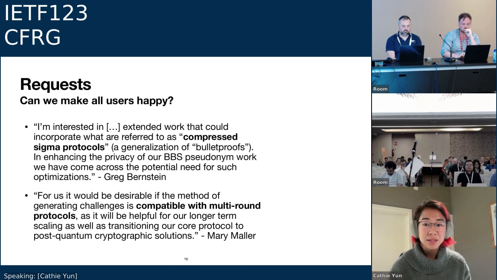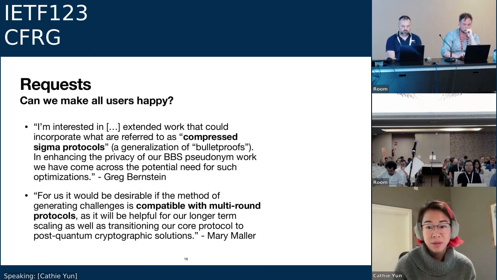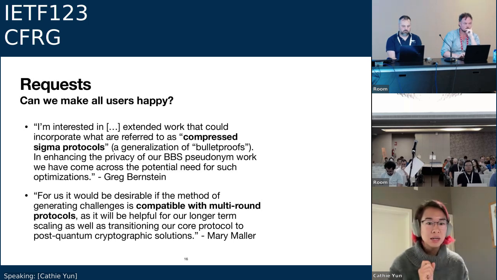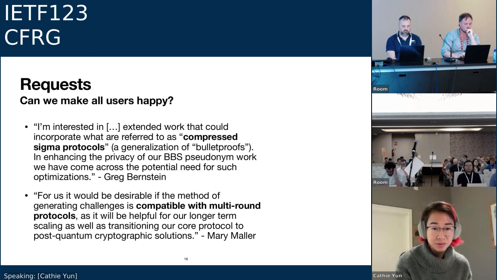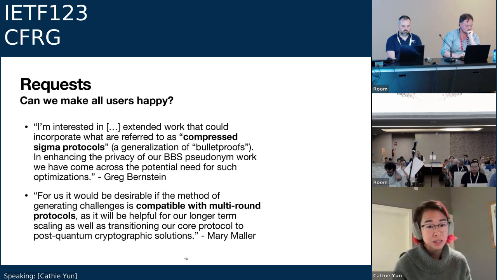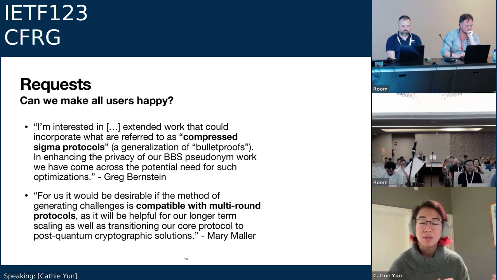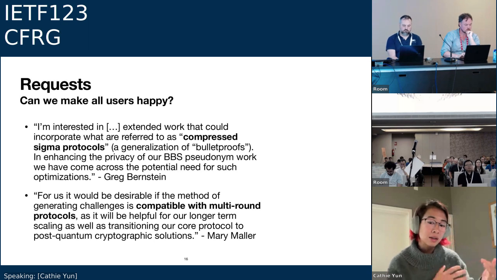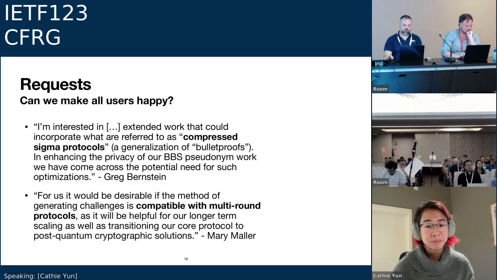And then we did get some requests. For example, as Greg mentioned in his talk, the BBS folks could use the compressed Sigma protocols, which is a variation of a Sigma protocol that would give smaller proofs, and requested either in this spec or an extended work, can we support that? And also Mary asked if we could have multi-round compatible challenges.